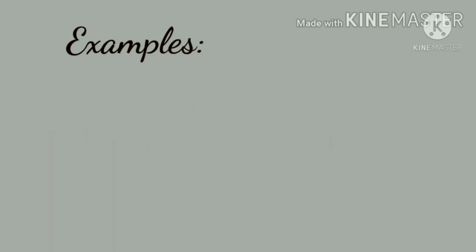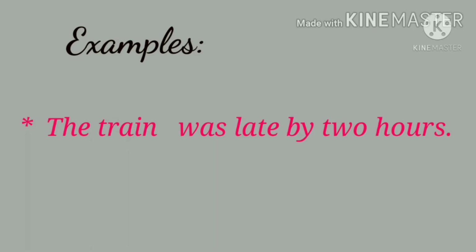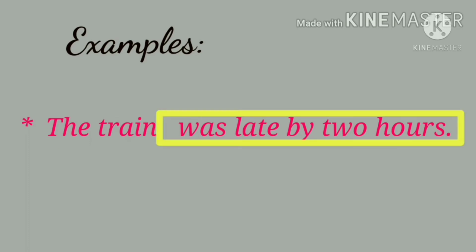Next one, the train was late by 2 hours. Which are the verbs here? Was and late. What was late by 2 hours? The train. So here the train is the subject. Was late by 2 hours is the predicate of the sentence.